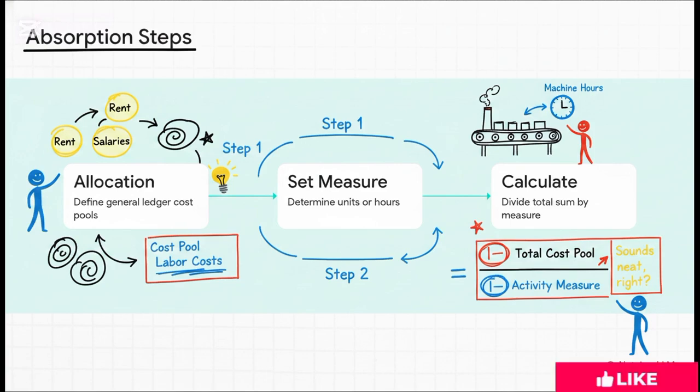Step 2, figure out your activity measure. This just means finding a logical driver for those costs, like counting up the total units produced, or maybe the machine hours used that month. Finally, Step 3, calculate. You take that total cost pool from Step 1, divide it by the activity measure from Step 2, and voila, you get a highly precise per unit cost.